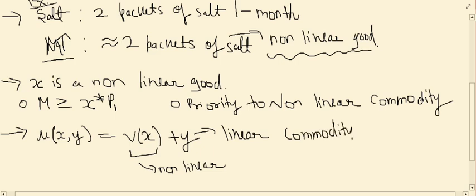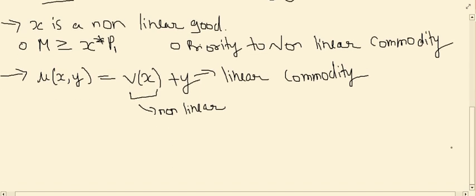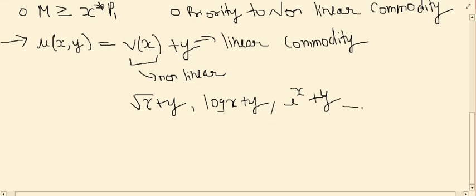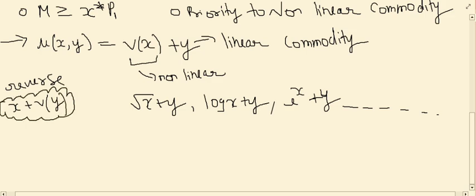Now the v of x is not fixed. The functional transformation of v of x is not fixed. It can be root x plus y. It can be log x plus y. It can be any functional form. It can be e to the power x plus y. So these are many many transformations. There's no end to it. So we have to understand that wherever the term v of x plus y comes, or in another sense, if we reverse it, you can also have in any question x plus v of y. The analysis remains the same. Reverse is also true.